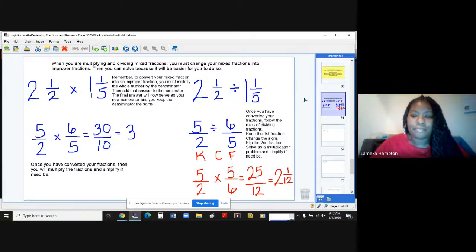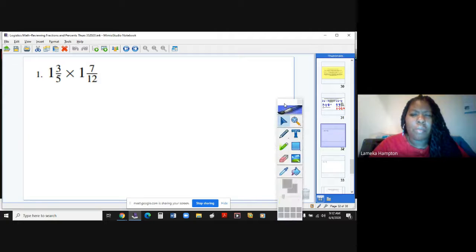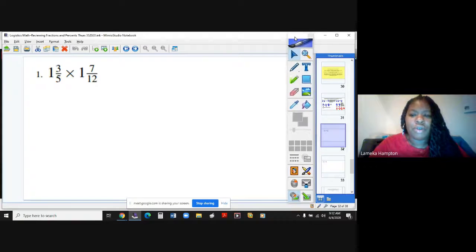Okay. Now, again, we're just going to work a couple of problems step by step, making sure that you understand how to convert your mixed fractions into improper ones, and how to follow the rules as it relates to multiplying mixed fractions and dividing mixed fractions. So we're going to go ahead and get started with that. Okay, and there's my toolbar right there.